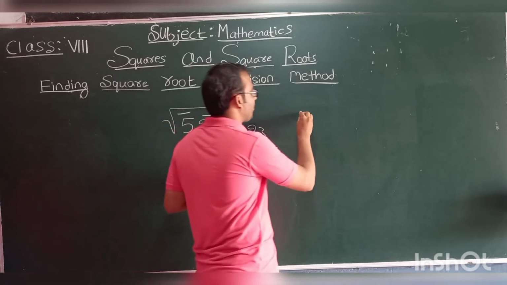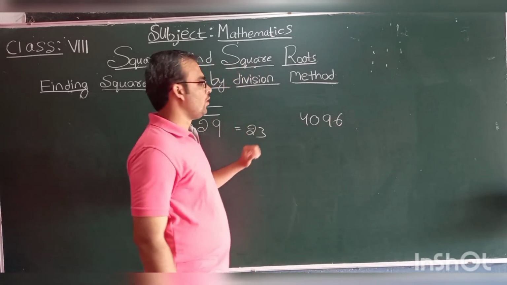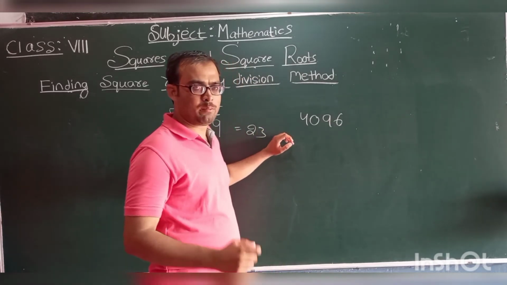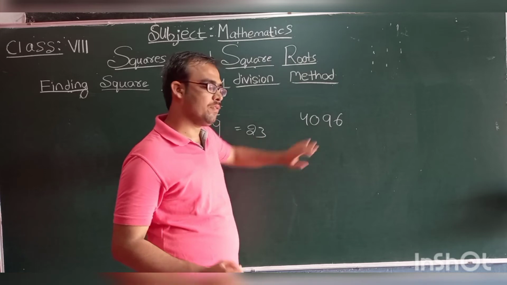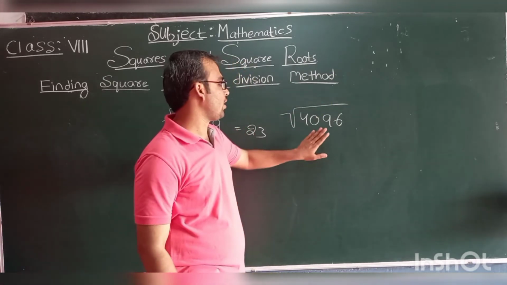Okay. For example, 4096. Now, what do we need to find? What is the number of digits in the square root of this number? Okay. What will be the number of digits in the square root of this number?